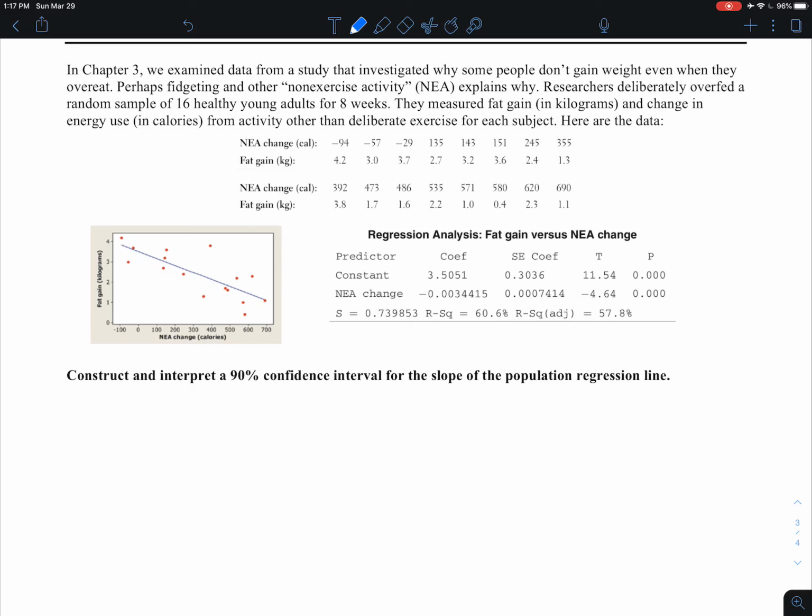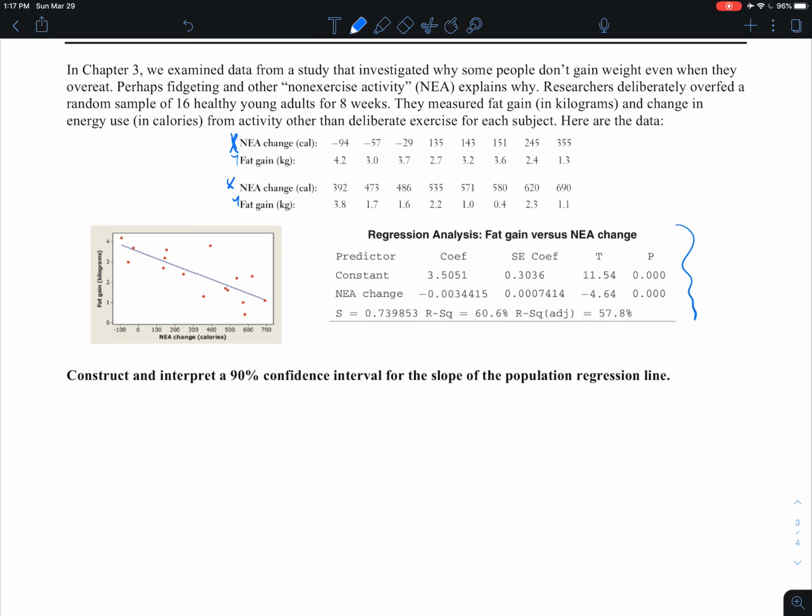All right, guys, here's our first example of a confidence interval for the slope of a regression line. This example comes from chapter 3. Perhaps you remember it. We're talking about non-exercise activity as it may explain fat gain. The data is listed here. These are my x and y. It's in two rows, but x and y there. And the computer output is here.